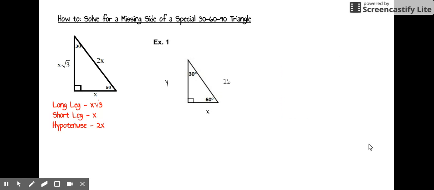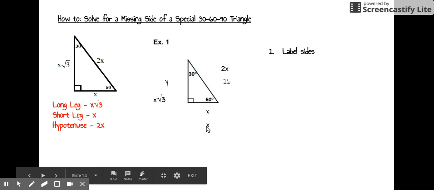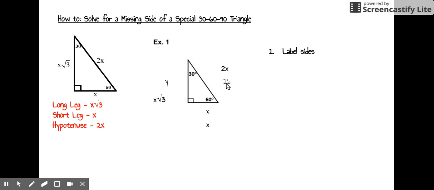So here's example 2. On this one, we know that the hypotenuse is 16, and we see that the short leg is x, and the longer leg is y. This one's going to be a little different because we aren't given x. We have to solve for x as we go. Again, we're going to start off by labeling the sides. Like I said, x is equal to x, LOL. x radical 3 is equal to y, and then 16 is equal to 2x.